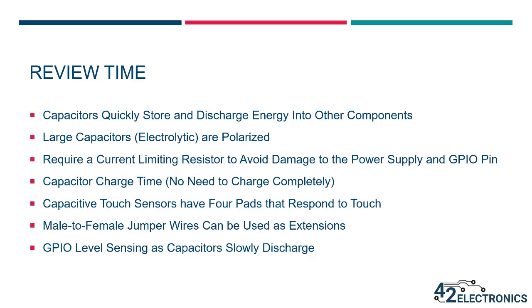We then looked at how to calculate capacitors connected in series versus in parallel. Then we moved on and looked at how a capacitive touch sensor works, and you'll get a chance to work with one in the activities for this lesson. And finally, we looked briefly at how to use male to female jumper wires and GPIO level sensing. Okay, go ahead and move on to the activities for this lesson, where you'll get some hands-on practice working with capacitors and the capacitive touch sensor.